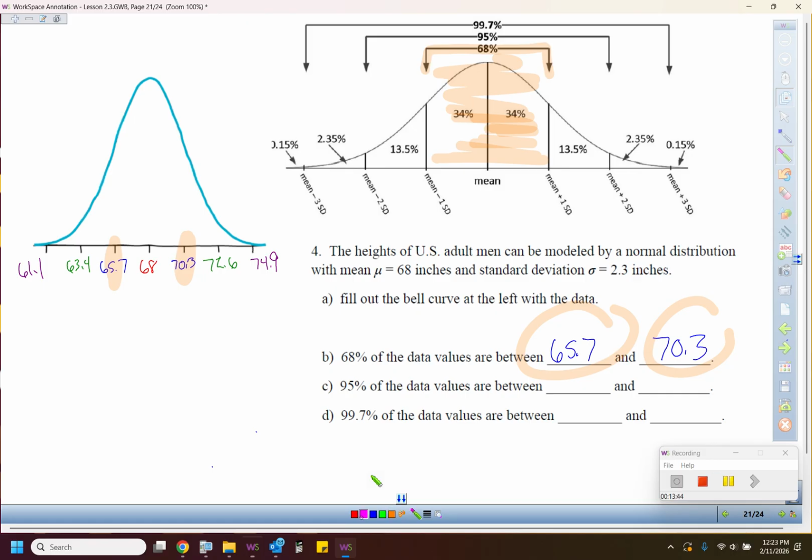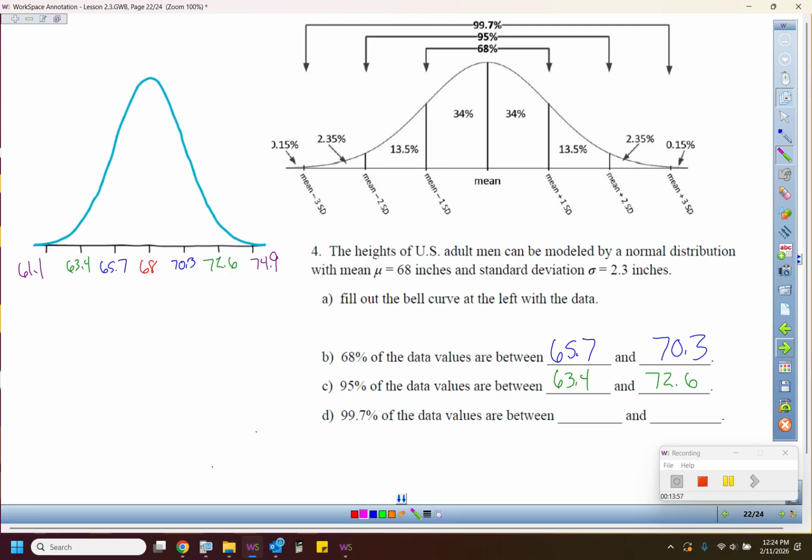Where would 95% be? How many standard deviations? Could you tell me? 1, 2, or 3? 2. Do you see there's 1 tick mark, 2 tick marks? So the 2 standard deviation numbers are 63.4 and 72.6. Are those the right numbers, just out of curiosity? Is that what the applet gave you? Okay, just making sure I had the right numbers.